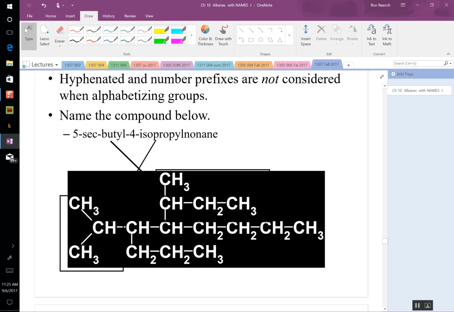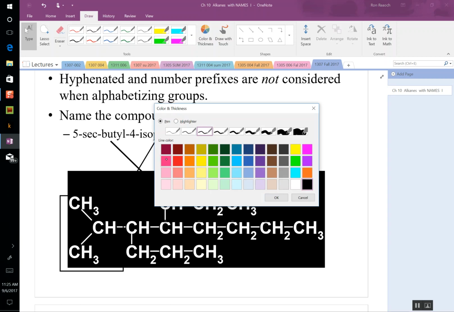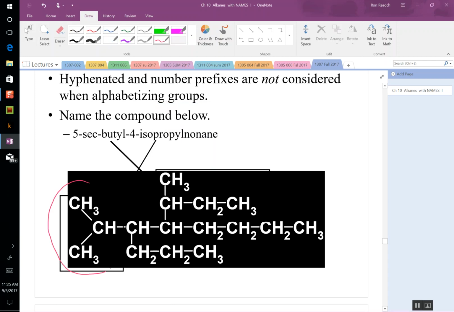And we can see over here, 1, 2, 3, 4. By the 4th carbon, we have this. What is that? That's a substituent. This is their secondary butyl substituent over here. That is an isopropyl group. That's what an isopropyl group looks like.